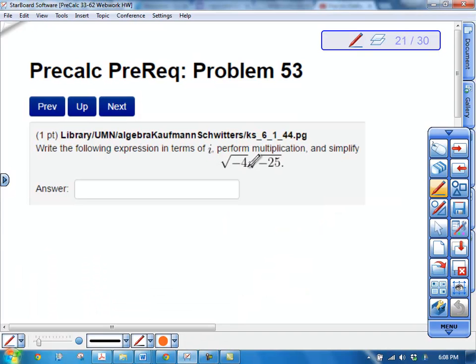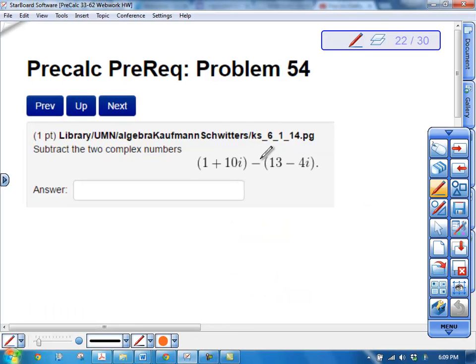The next problem, I'm going to do the same thing where I simplify this, so it's -1 times 4. Square root of -1 is i, square root of 4 is 2, so this is really 2i, times 25, same thing, it's going to be 5i. Do the same thing, so that's 10i squared, which i squared is -1, so it's really -10. If I subtract 2 complex numbers, I have 1 minus 13, which is -12, and I have 10i minus a -4i, which is really plus 14i. And that way it's in standard form, a plus bi.